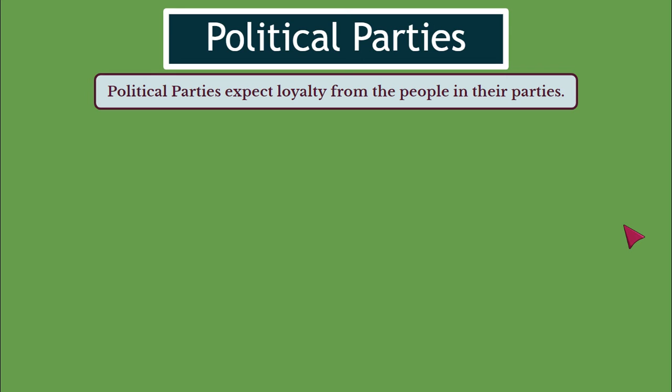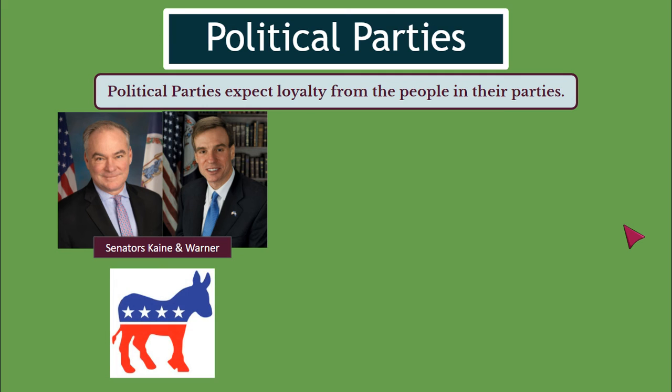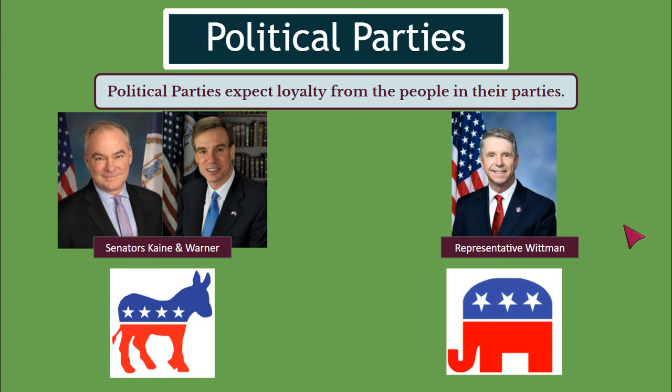So when that person is elected and making laws in Congress, the political party that helped them get elected is going to expect them to make laws that the political party and the members of it want. So the two senators that represent you right now, Senators Kaine and Warner, are both from the Democratic Party, and Representative Whitman is from the Republican Party.